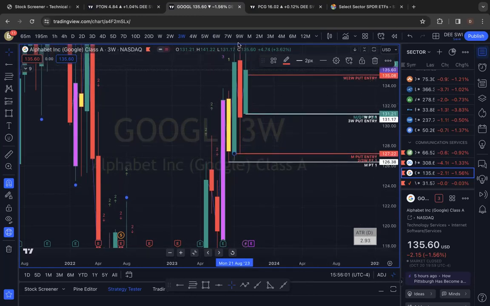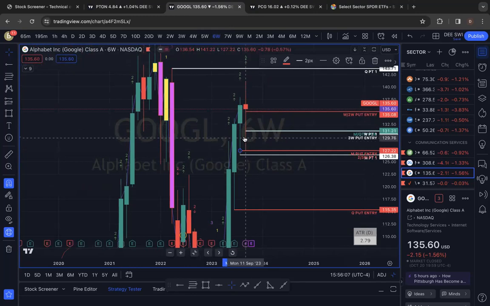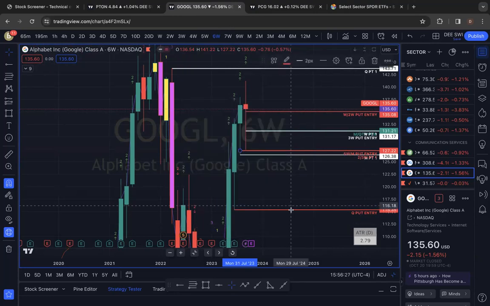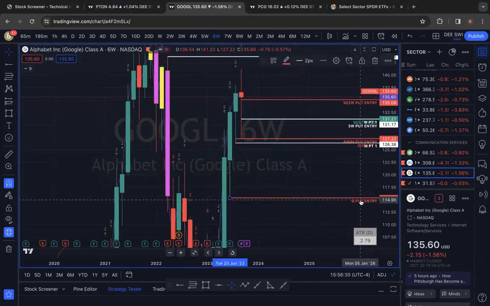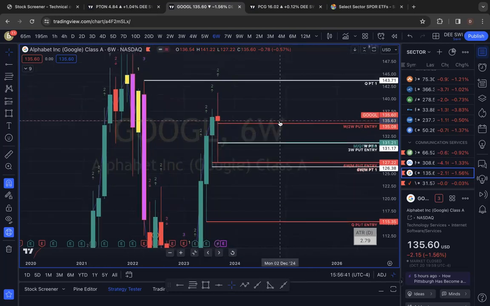Okay, so now we have the 6 week opening up. The 6 week is also setting up for a 2-2 rev. So same exact scenario. The same level is very significant. So this would be the 6 week and the month's put entry. And the 6 weeks price target would be the same as the month's price target. Boom. Took care of the 6 week.